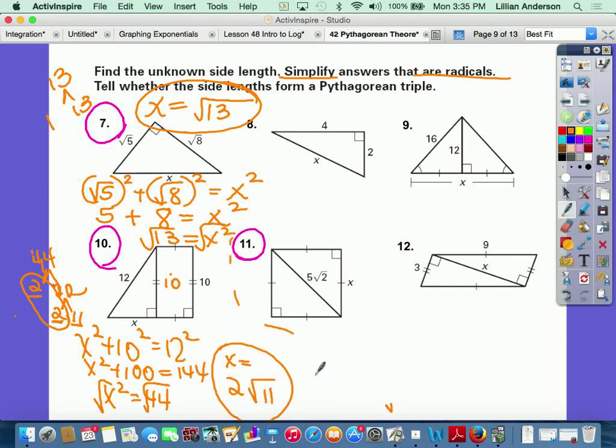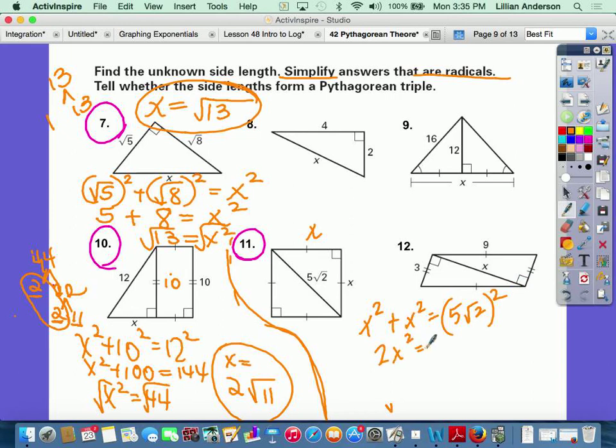Let's look at number 11. It's a square, so all the sides are equal. So we're going to have x squared plus x squared equals 5 square root of 2 squared. X squared and x squared make 2x squared.